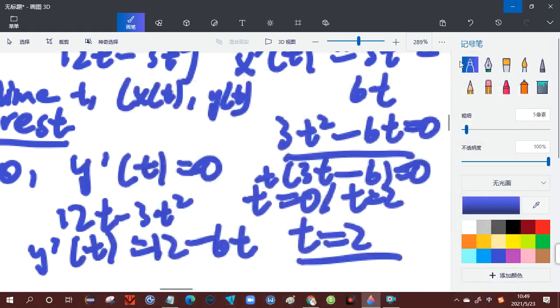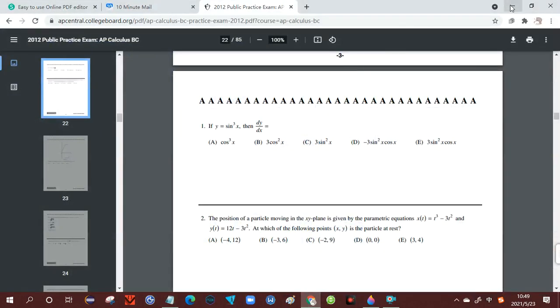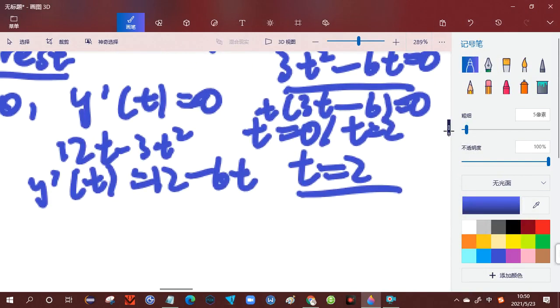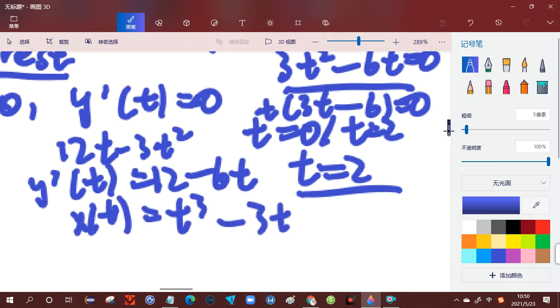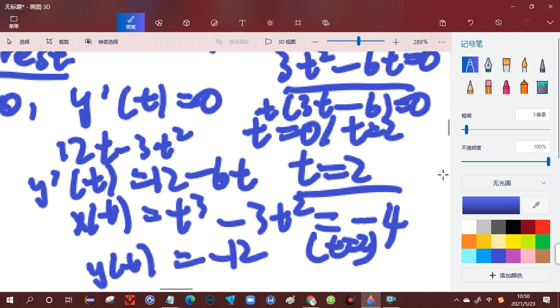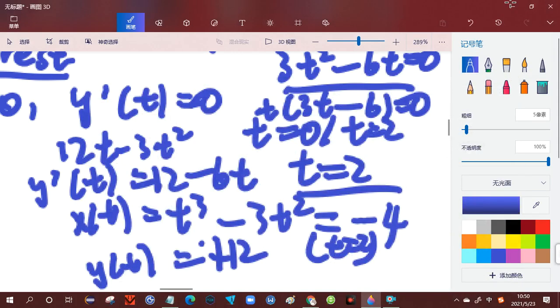After we know t equals 2, we can calculate x(t) and y(t). We know x(t) equals t cubed minus 3t squared, so x(2) is negative 4 after plugging in t equals 2. And y(t) after we plug in is equal to 12. So our final solution is negative 4, positive 12, which refers to choice A.